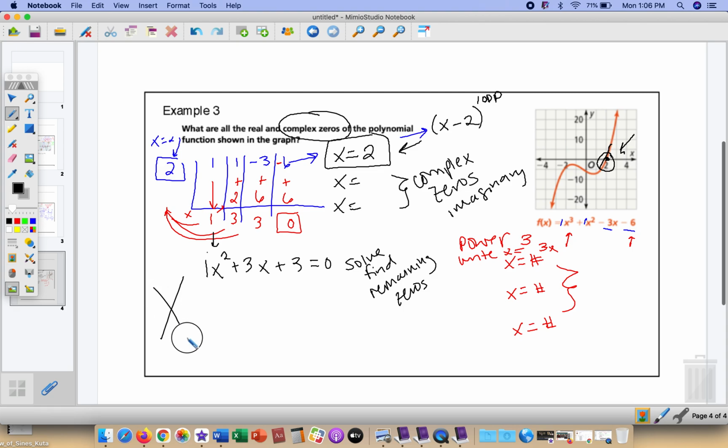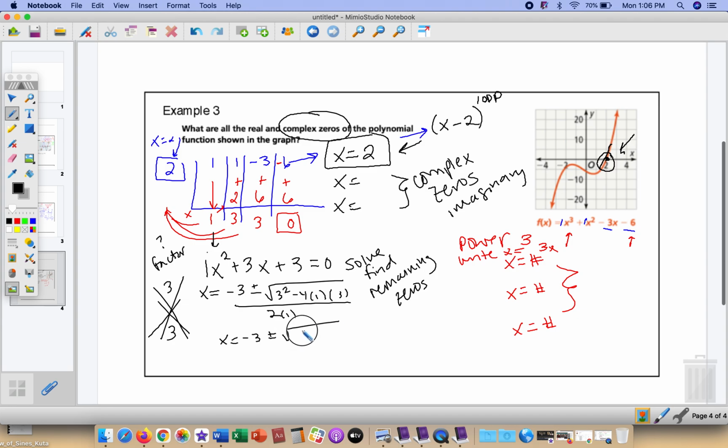Let's see if we can factor. Can we factor? Is there a pair that multiplies to 3 that adds to 3? 1 and 3? No. So we can't factor. We can use the quadratic formula though. x equals negative b plus or minus square root of b squared minus 4ac all over 2a. So we have negative 3 plus or minus square root of 9 minus 12 over 2, which is equal to negative 3 plus or minus square root of negative 4 over 2.